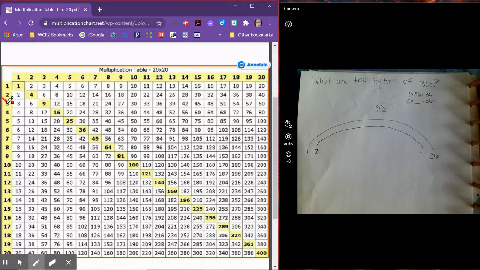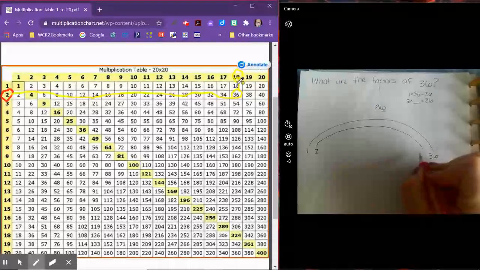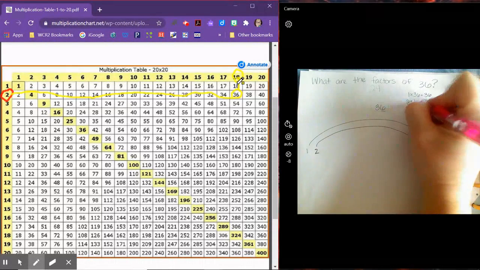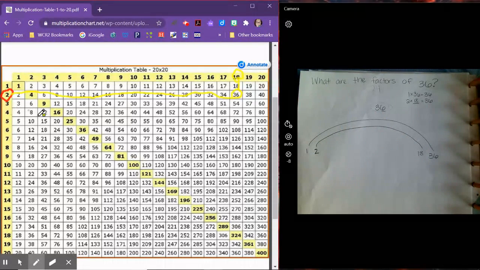All right, so I'm going to go to my 2, and I'm going to look at, okay, I'm at number 2 here. And then I'm going to say to myself, okay, I'm looking for 36. So I'm going to go all the way across. I'm going to use a different color. So I'm going to go all the way across until I get to 36. So I'm going across, and boom, there's 36. And then all you have to do, guys, is go straight up. 2 times 18 is 36. So that's how you use that multiplication chart, and it's really useful.